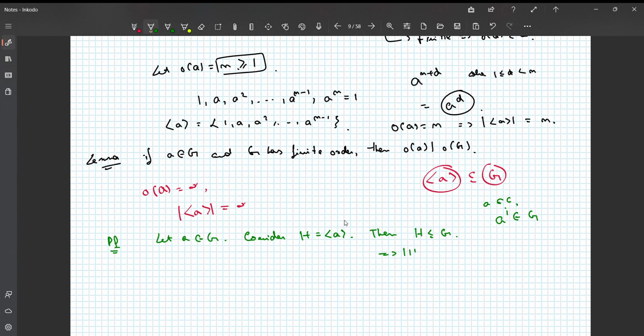But that implies the order of H must divide the order of G by Lagrange's theorem, which we studied in the previous part. Now we had also proved that the order of a cyclic group is the order of the element which generates the cyclic group, right? So that means the order of A divides the order of G. Order of G in the sense of the cardinality of the set G. Yeah, correct. Okay? Pretty simple. Let's check the next important proposition.